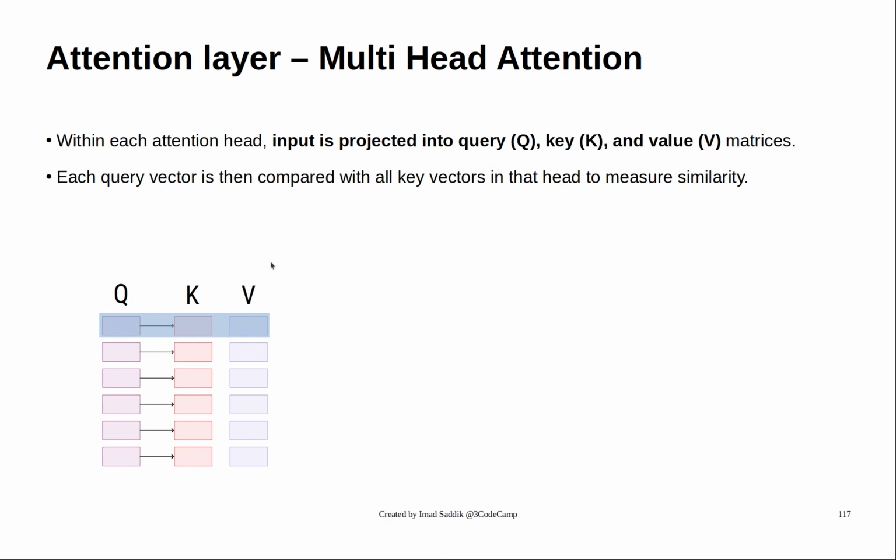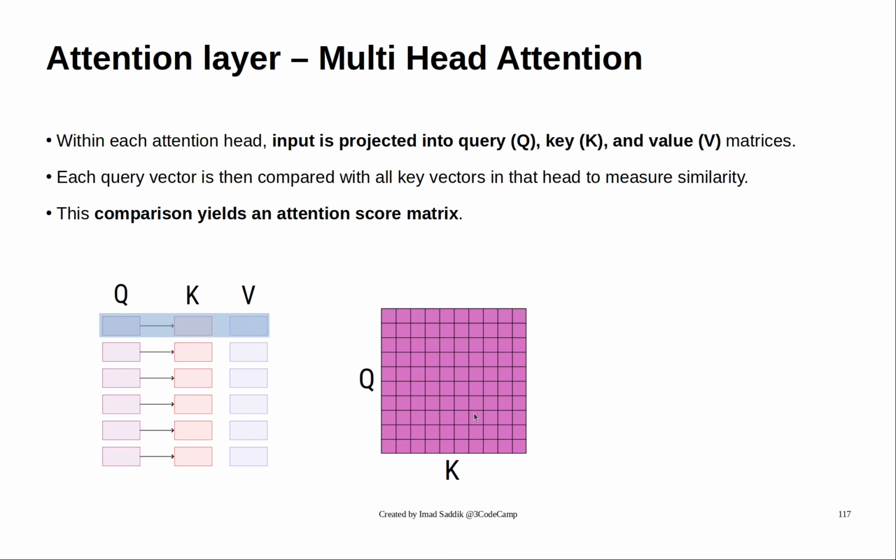Here, when I say query vector, it means that I am taking a slice from that matrix, because the query matrix has multiple vectors. So we take one vector from query and we compare it to the other vectors to measure similarity. And here we measure similarity by using dot product or other methods. These similarity measurements that we are performing give us the attention score matrix. And here's how it looks.